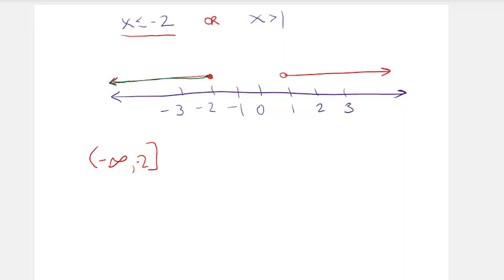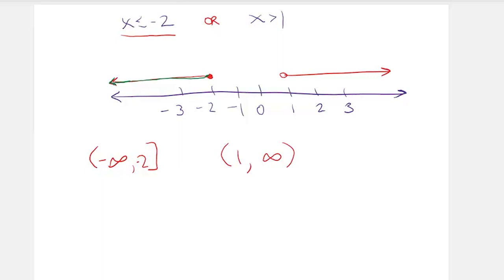And then I have nothing between -2 and 1. I have no values. So I'll leave it for a second. And then I'm going to start at 1, but we can see that 1 is not included. And I'm going to go all the way to +infinity, which always has a parentheses. And so here are my two intervals that are my solutions. Hopefully you can see how it translates directly to the intervals that I've put there from the number line.